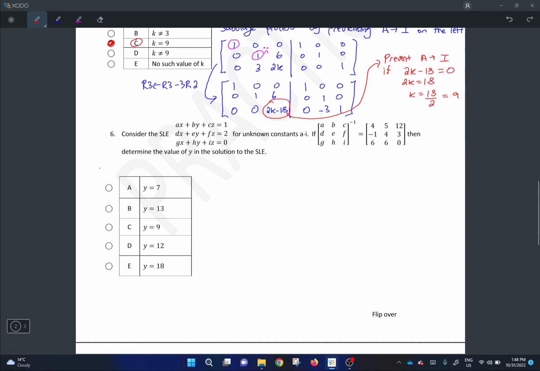Okay, and then last multiple choice. Consider the system of linear equations given that horrible mess of a's to i's, constants unknown. Find the value of y in the solution to the SLE if we're told that the coefficient matrix with the A, B, C, D, E, F, G, H, I, the inverse of that is given by that matrix there. This is a gift question.